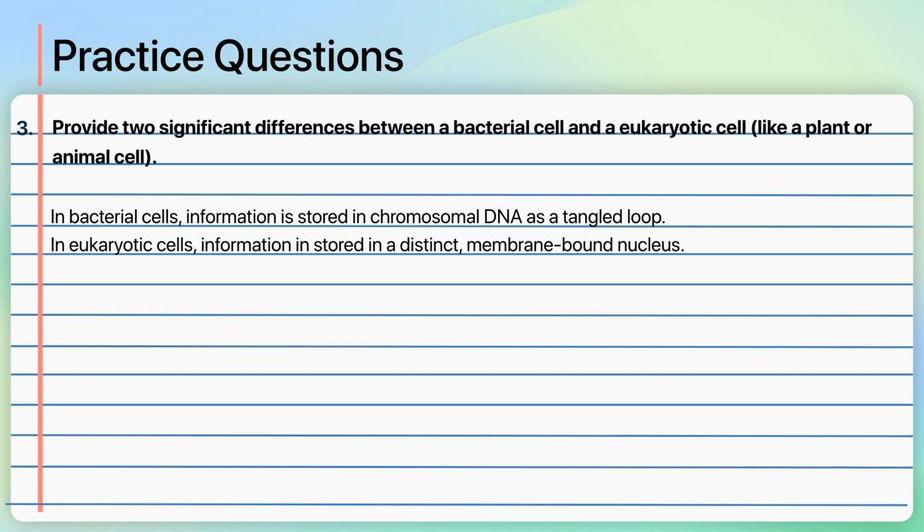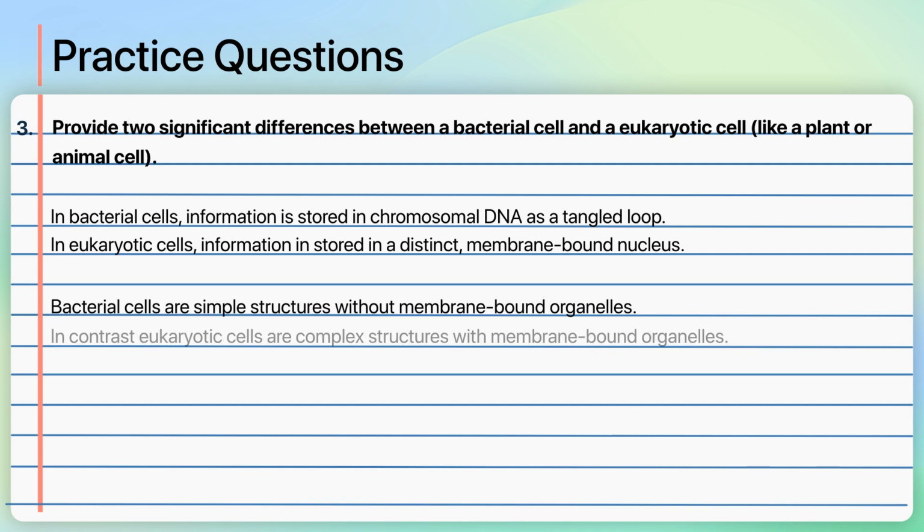A second key difference is linked to the complexity and size of organelles. Bacterial cells have simpler structures without membrane-bound organelles, such as mitochondria or chloroplasts, whereas eukaryotic cells contain these complex organelles. Using these distinctions, you can clearly differentiate between the features of prokaryotic, bacterial, and eukaryotic cells.